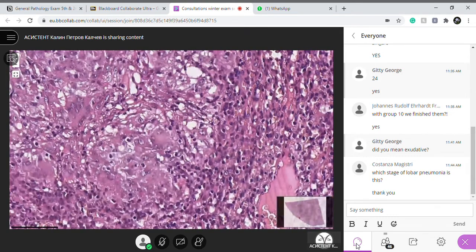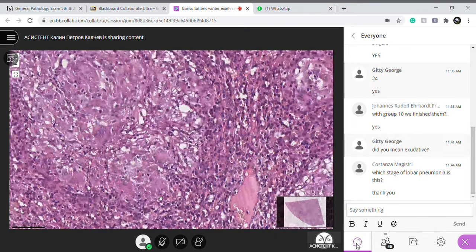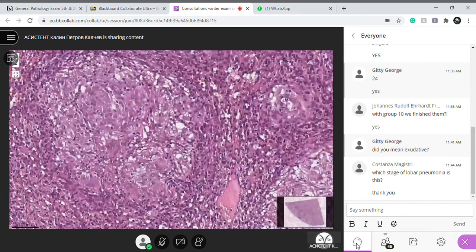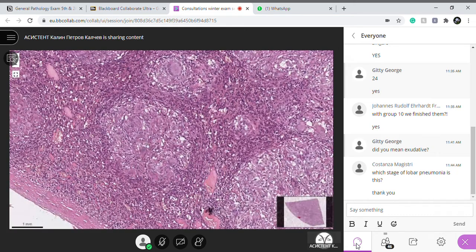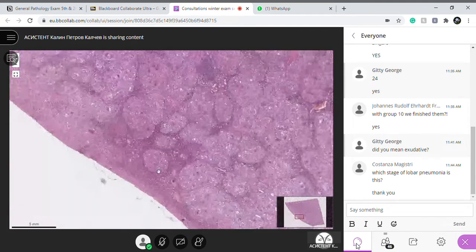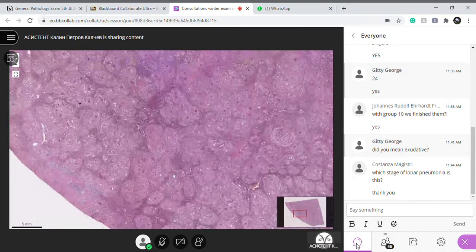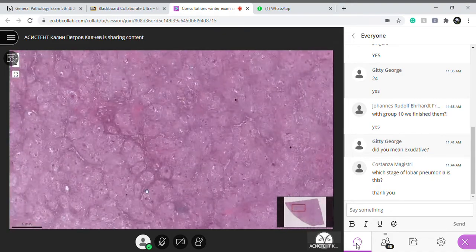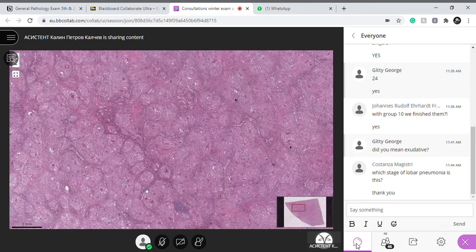They have lymphocytes, they have multinucleated giant cells, they have epithelioid cells, they have the fibrosis, which surrounds the granulomas, but there is no necrosis here. Another feature of this granulomatous disease is that we have multiple closely packed granulomas of relatively equal size.